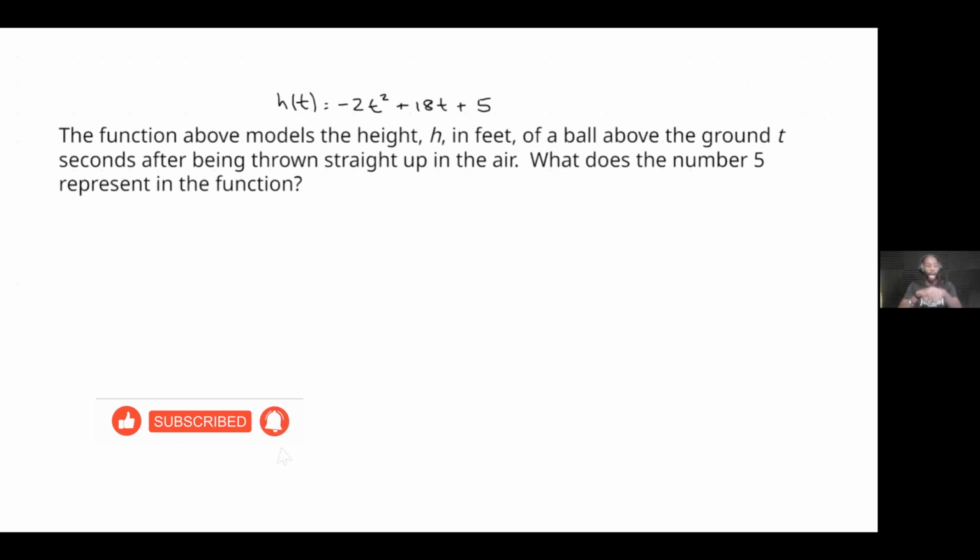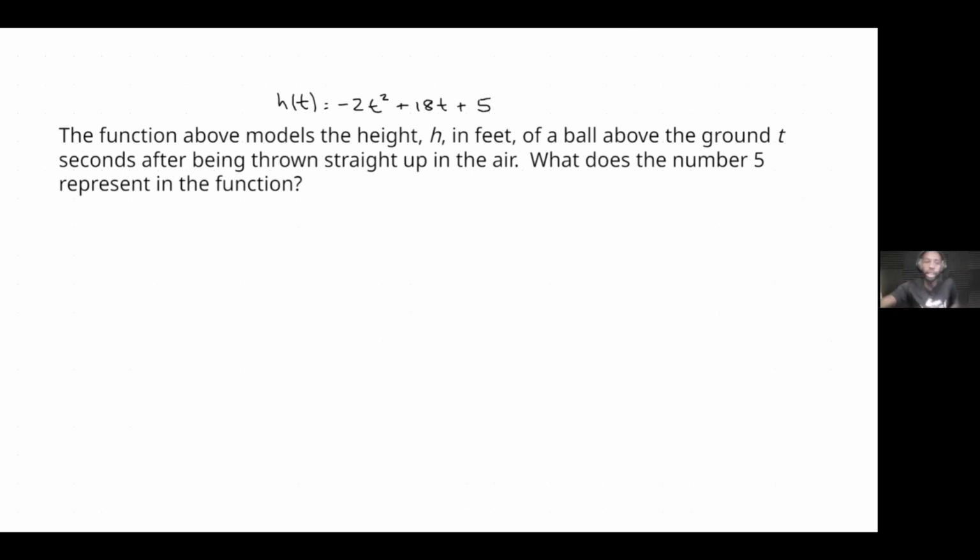This problem, I adapted it from a real SAT problem. So it's not the exact same, but it's very similar. All right, so the function above models the height, h, in feet of a ball above the ground t seconds after being thrown straight up in the air. What does the number 5 represent in the function?